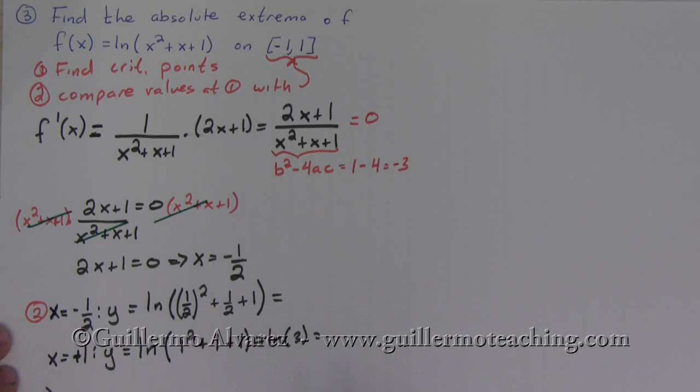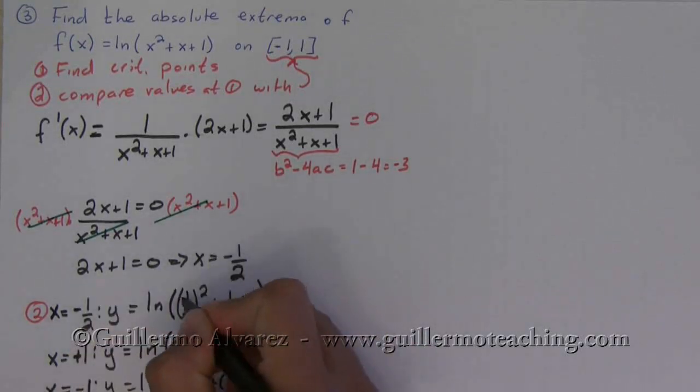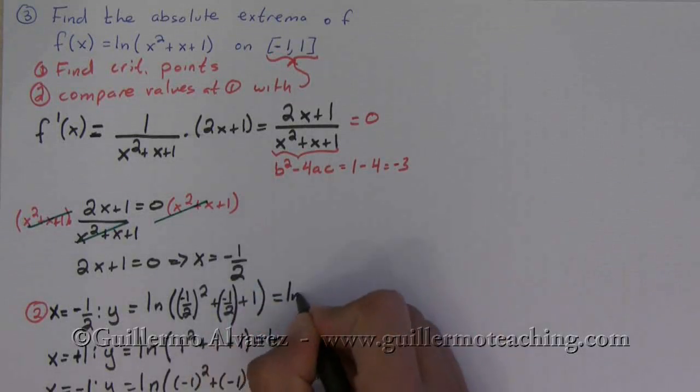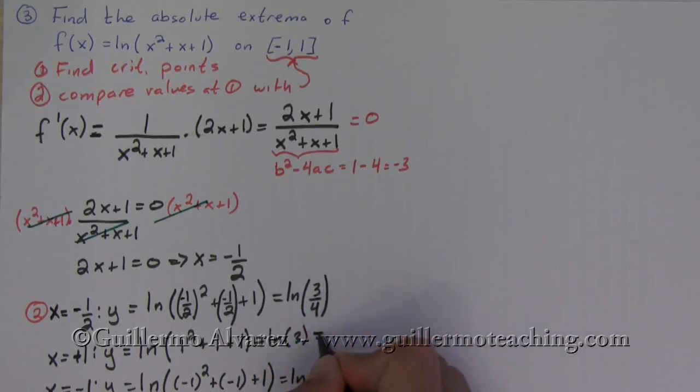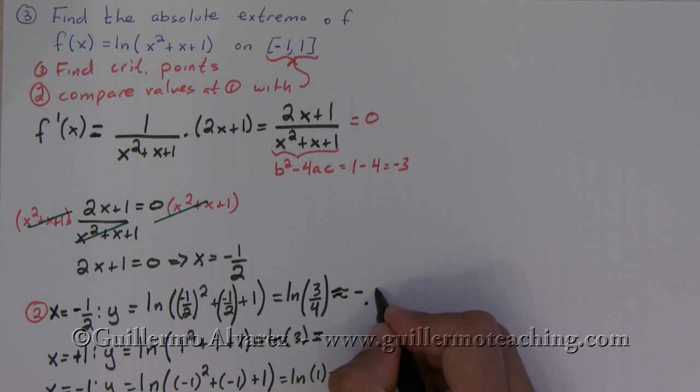Sorry, that was for positive 1. Okay, and then when x is equal to negative 1, y is equal to natural log of negative 1 squared plus negative 1 plus 1, which is natural log of 1, which is just 0. Okay, and so if I approximate these, I just realized that I made a little sign mistake here. I forgot to put in the negative here. This is supposed to be negative. So this is going to be natural log of 3/4. Sorry about that. And if we approximate it with the calculator, it's going to be negative 0.29.